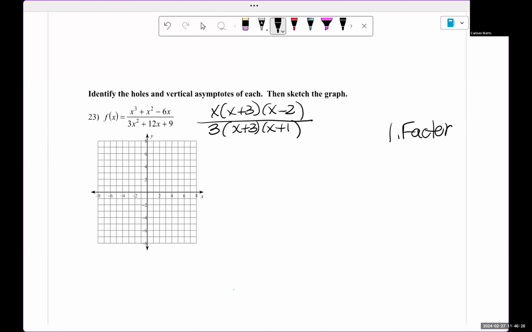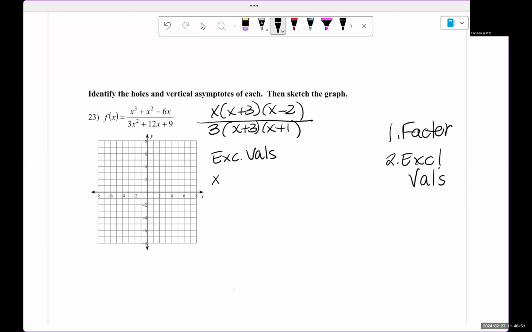Okay, factor. Now, in the Ed Puzzle, he doesn't say excluded values. He says something different. But I say excluded values. Okay, what are the excluded values?